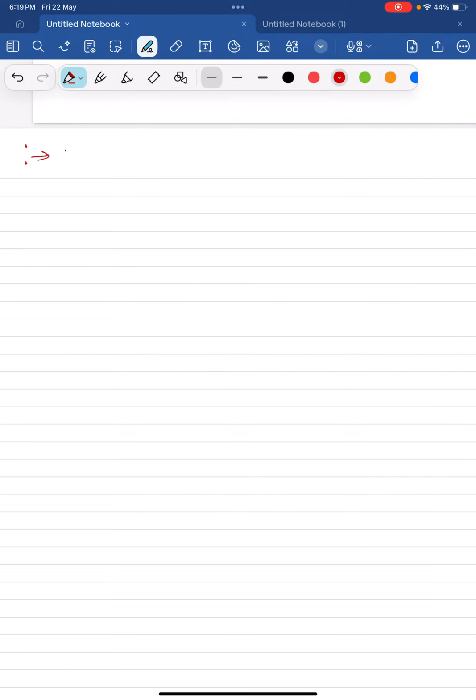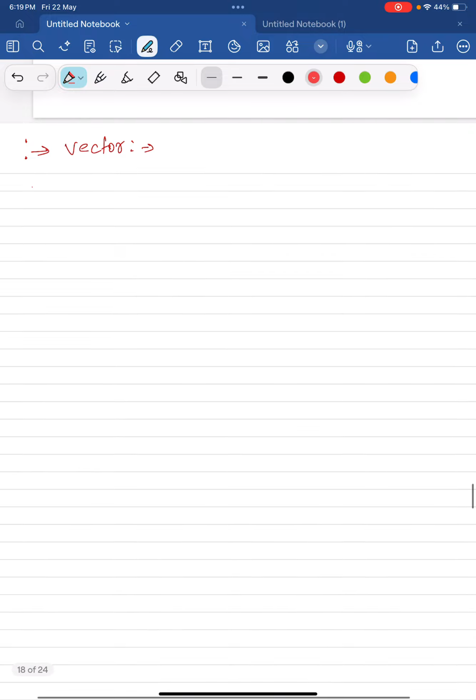First chapter of physics, which is vector. So the first term is physical quantity. Do you know what the definition of physical quantity is? A quantity is said to be a physical quantity if it can be measured.